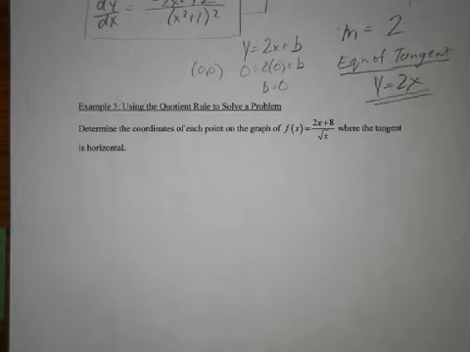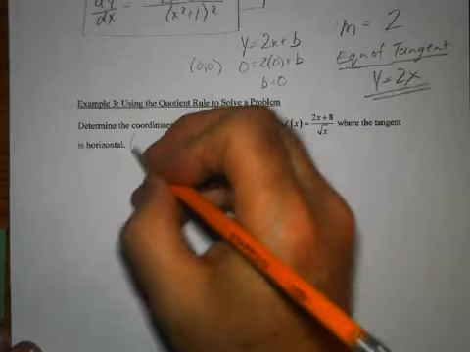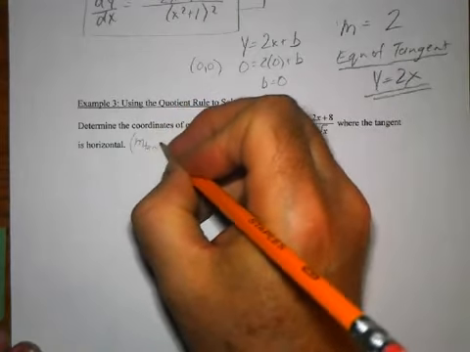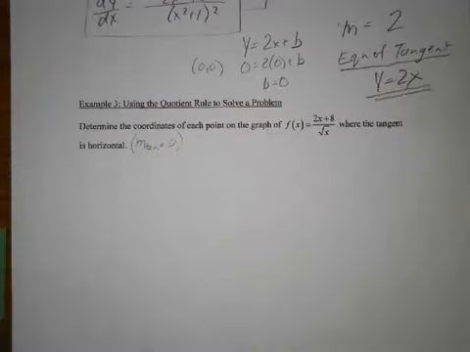Okay, last question here. This one's a little bit trickier. Determine the coordinates of each point on the graph f of x equals (2x plus 8) over root x, where the tangent is horizontal. And that basically means slope of the tangent equals 0. Okay, horizontal tangents mean that's a 0 slope.